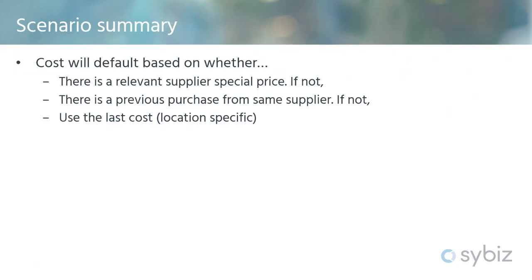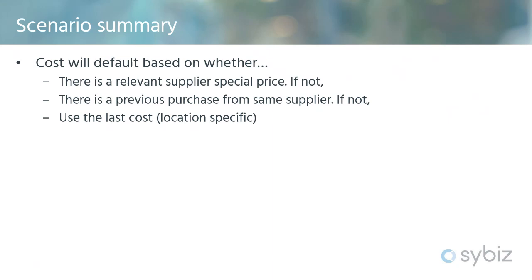And so just to, I guess, summarize that particular scenario. Essentially the cost will look to see if there's a relevant supplier special price. If not, it'll go and see, okay, have we purchased this item from the same supplier previously? And if that's the case, it'll use that. But if not, it's going to go and use the last cost.